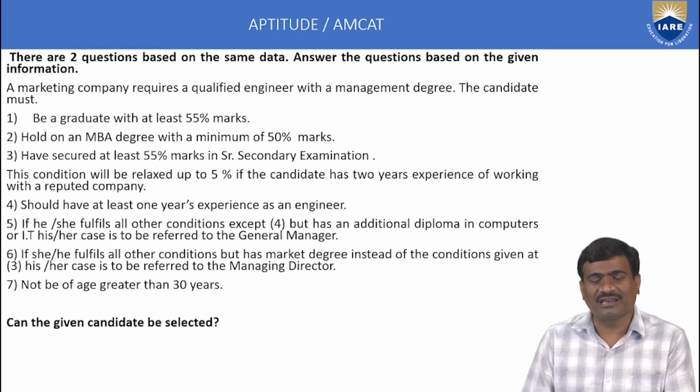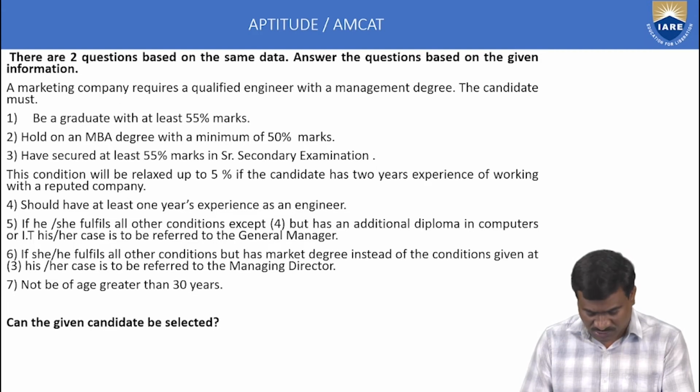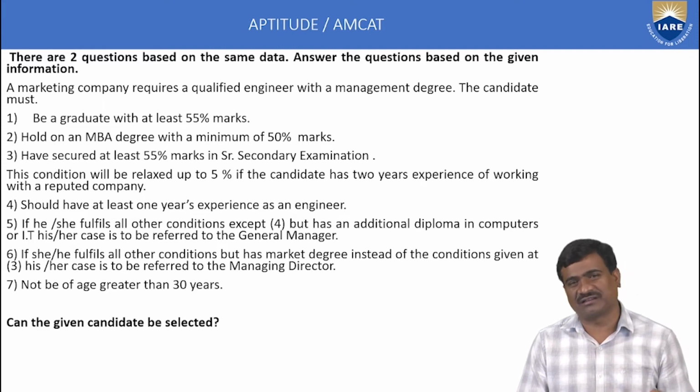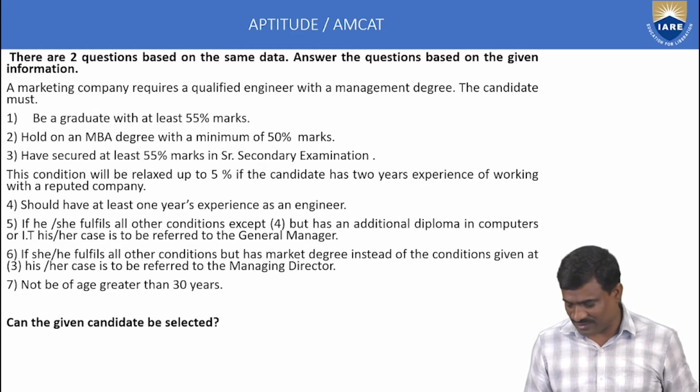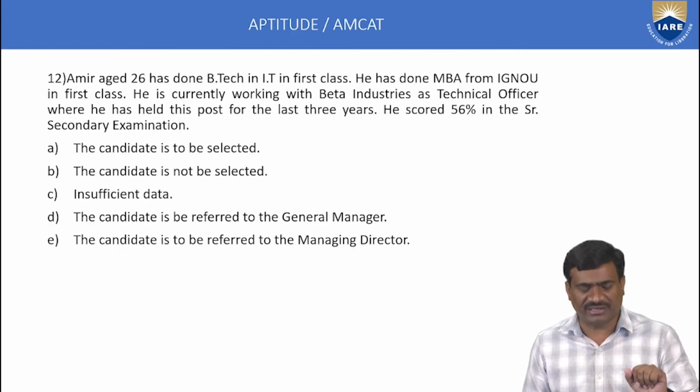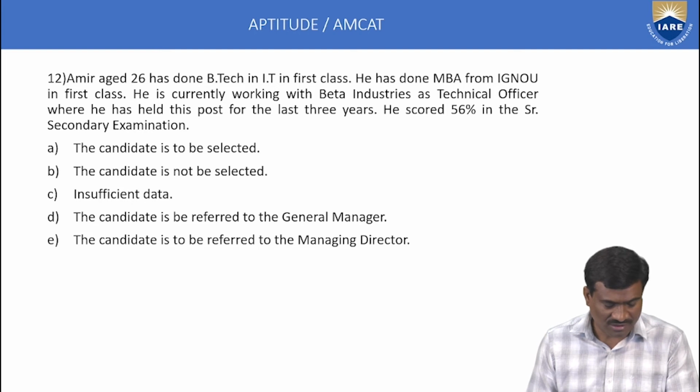Second, exemptions. Diploma candidates refer to the general manager. Marketing degree candidates refer to the managing director. This is the information about decision making. Now questions in decision making, 12th example.